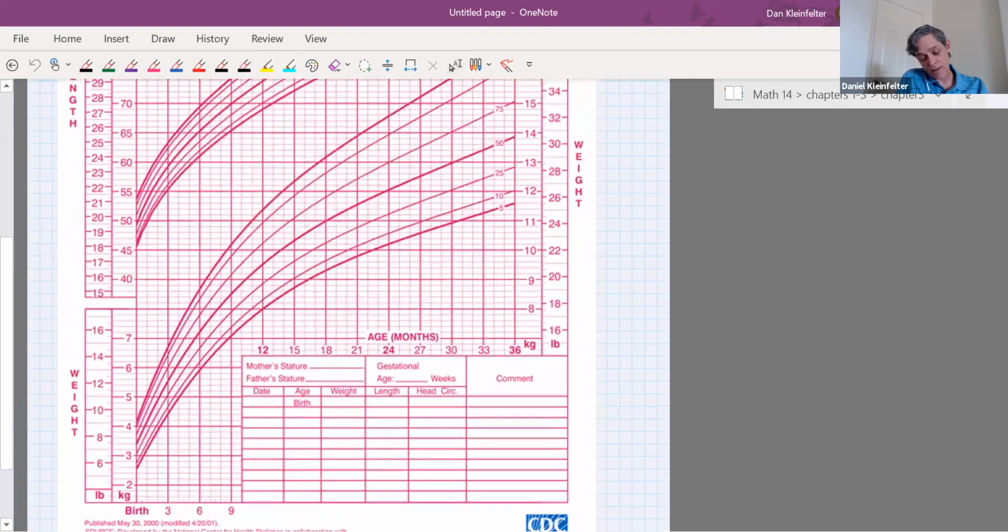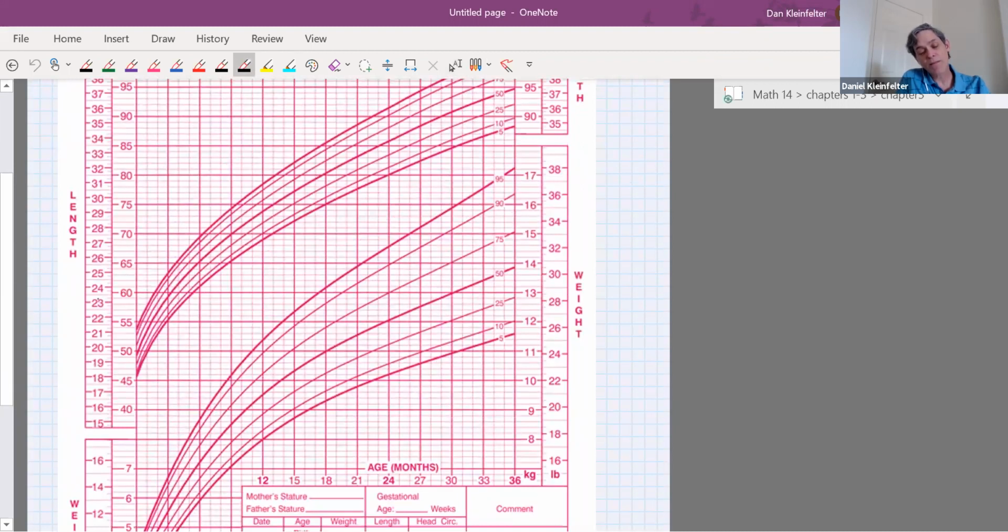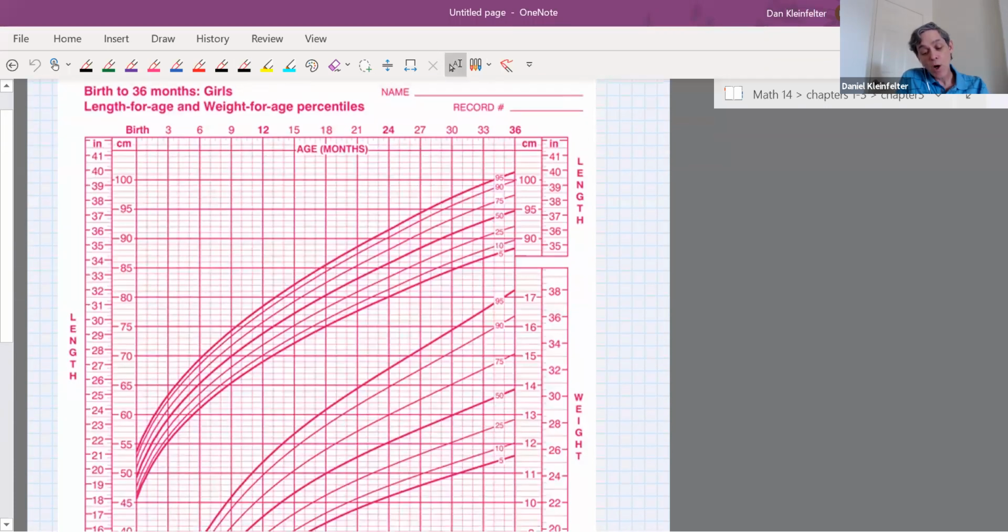Those are the vertical scales. The scales come in two parts: a weight scale towards the bottom, and a length scale towards the top. The horizontal axis is age in months from birth up to 36 months, and each heavy line that you see in the graph is 3 months worth reading across.